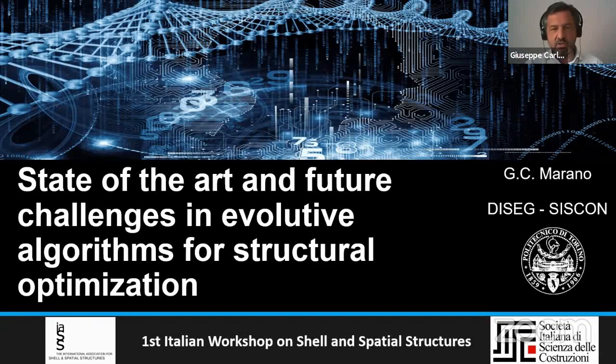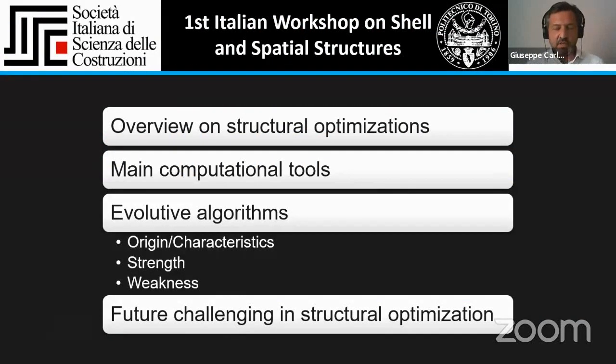This better design is commonly called structural optimization. That means obtaining greater results in design, in terms of more efficient structures and, at the same time, cheaper ones. The structure of my presentation is a first overview of structural optimization concepts and of the main computational tools that now help us in this field. Then, what is the main characteristic of evolutive algorithms and why they are so efficient in this field? And finally, some considerations about future challenges in structural optimization, not only from the academic point of view, but mainly as a realistic new approach in standard design.